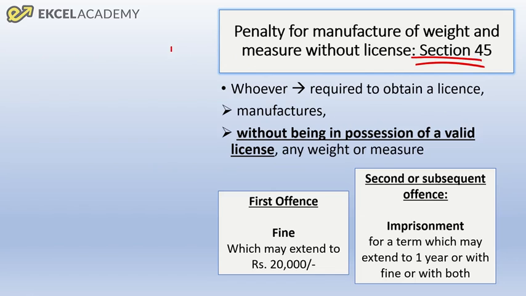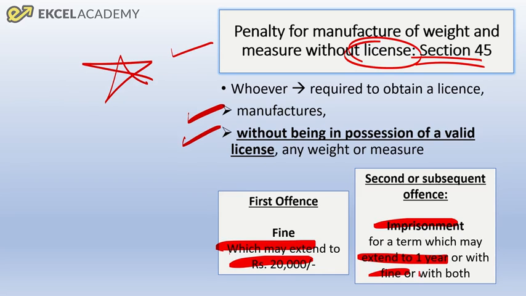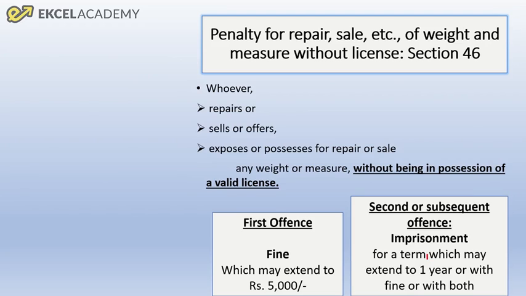If anybody is manufacturing weights and measures without a license, this is again very important for the exam. You should know this very well, and you can quote this in any of the answers. Whoever is required to obtain a license or who is manufacturing without a valid license, for the first offense 20,000 rupees; for the second time, if they make the same mistake, that time imprisonment for a term which may extend to 1 year, or with fine, or with imprisonment and fine. This is the kind of penalties which will be there.